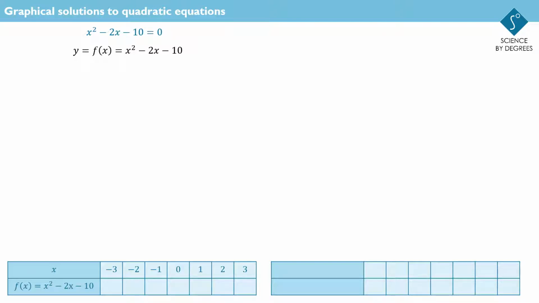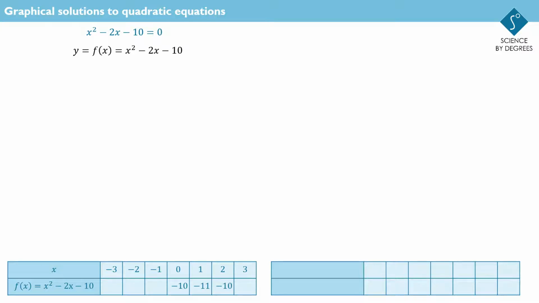Let's start with x equals 0, as that might be easy to calculate. Then x squared equals 0, and 2x is also 0, so the value of the function is just negative 10 from this constant part. For x equals 1, x squared minus 2x minus 10 is 1 minus 2 minus 10, or minus 11. And for x equals 2, the function takes the value 2 squared is 4, minus 2 2's are also 4, minus 10, giving negative 10.